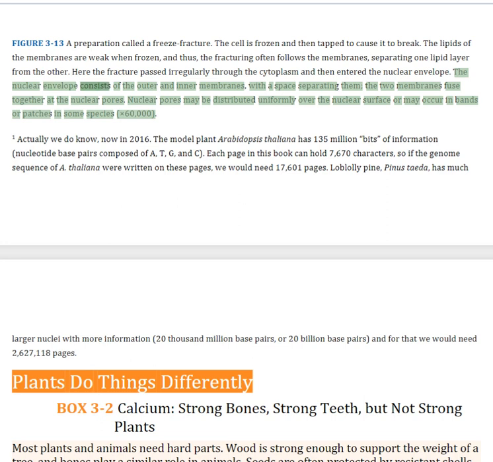The nuclear envelope consists of the outer and inner membranes, with a space separating them. The two membranes fuse together at the nuclear pores. Nuclear pores may be distributed uniformly over the nuclear surface or may occur in bands or patches in some species.